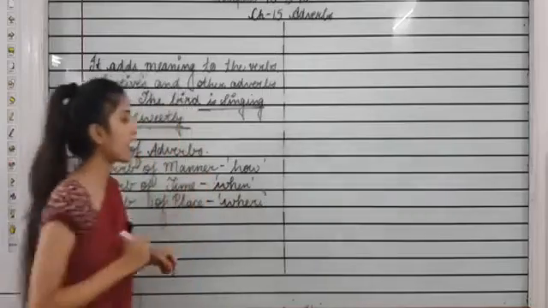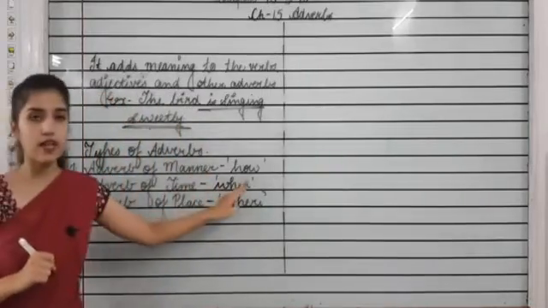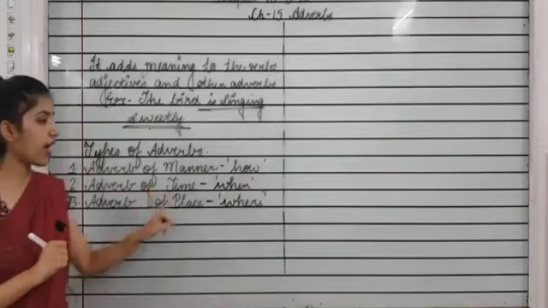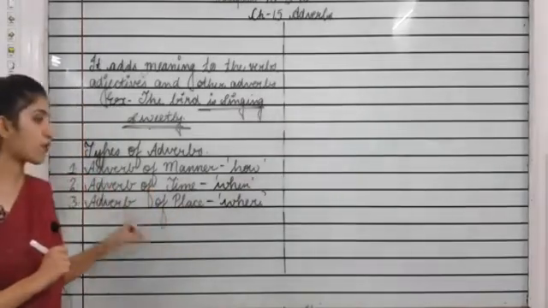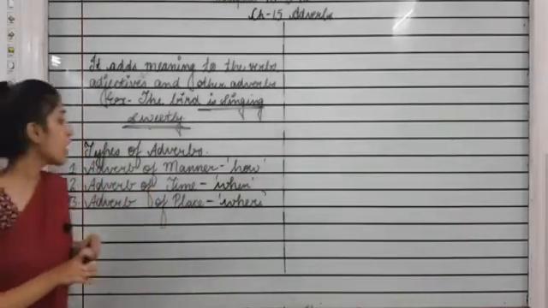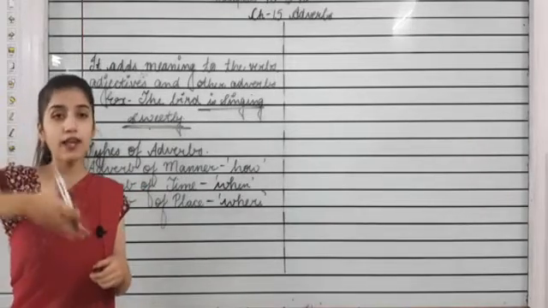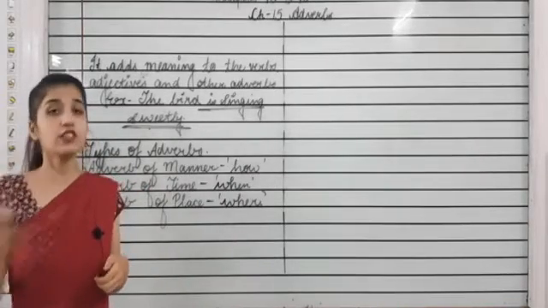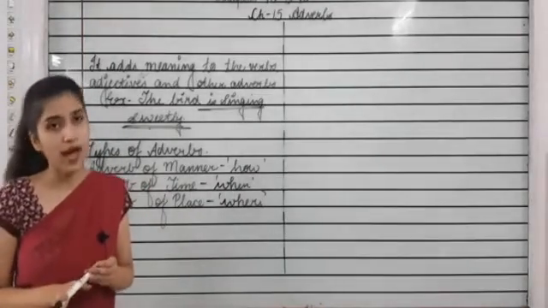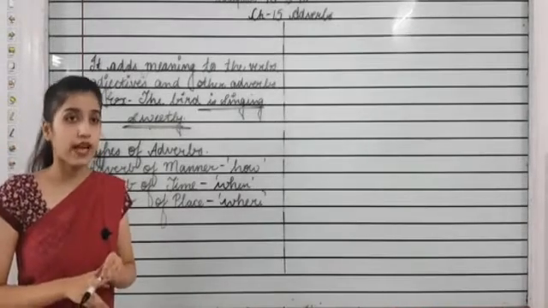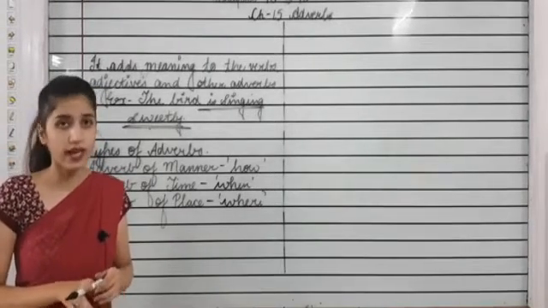So how, when and where. How an action is done? Adverb of manner. When an action is done? Adverb of time. And where an action is done? Adverb of place. Now, we often add ly to the adjectives to change them into adverbs of manner. As you have seen in the previous video, we have studied adjectives.